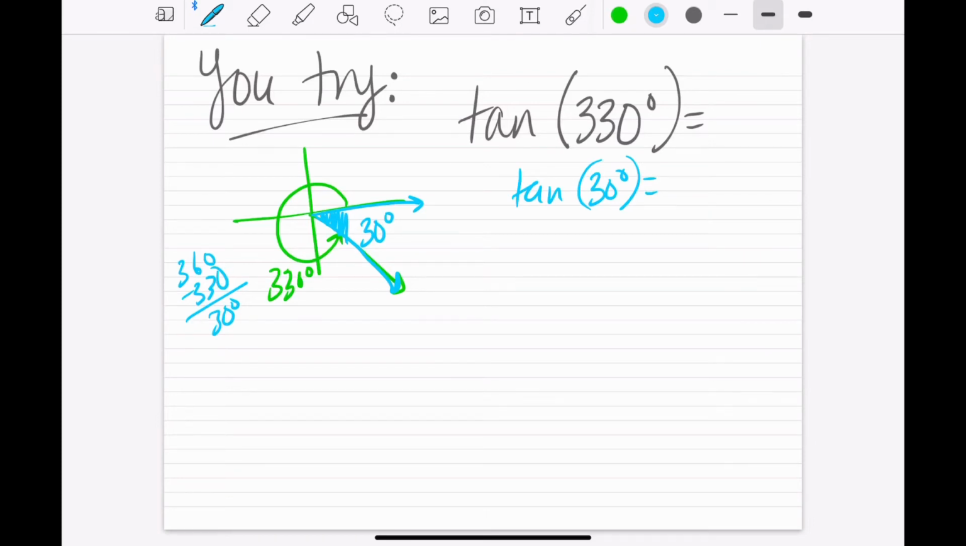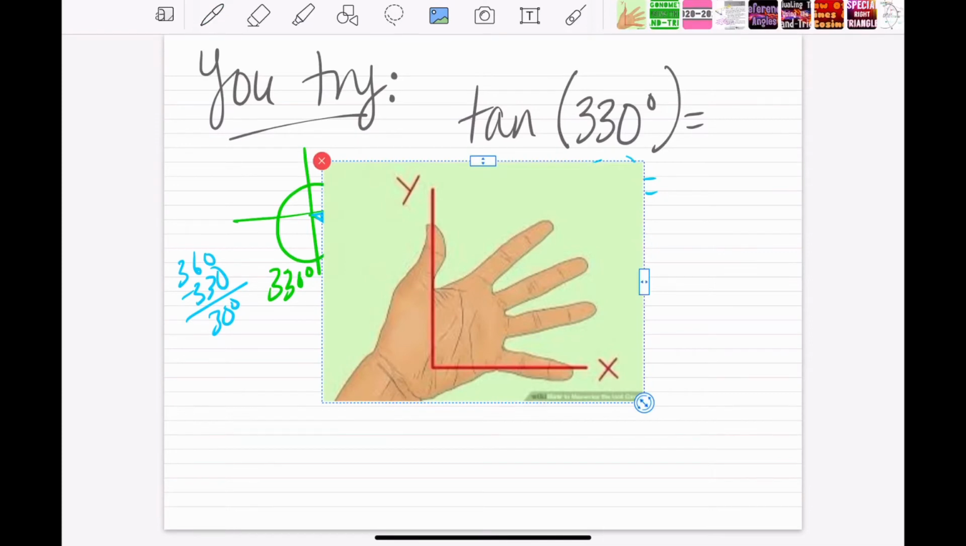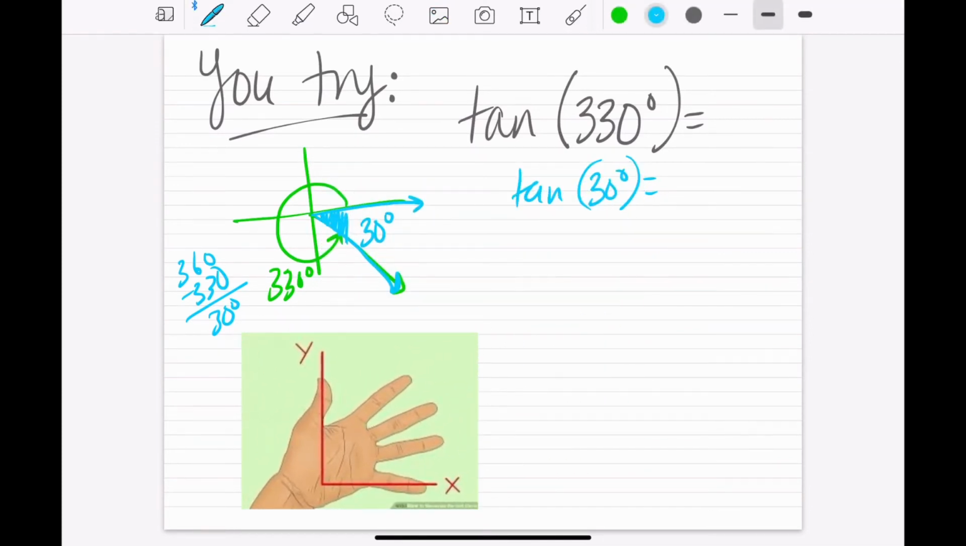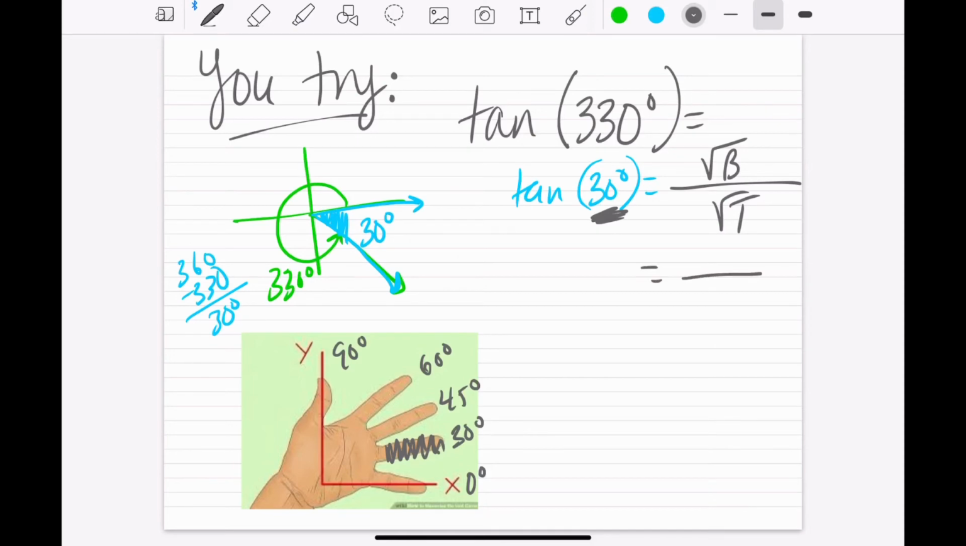Let's look at our left hand. Let's label our degrees for practice so it can help you memorize it. That's 0 degrees, that's 90. This is 45, this is 30, and this is 60. Now our reference angle is 30, so I need you guys to pull your ring finger back. Since we are doing tangent, tangent of theta is the square root of bottom fingers over square root of top fingers. Now if your ring finger is pulled back, bottom fingers is 1 over the square root of top fingers. There are 3 fingers above your ring finger, so square root of 3.